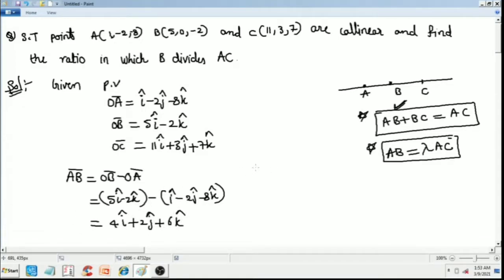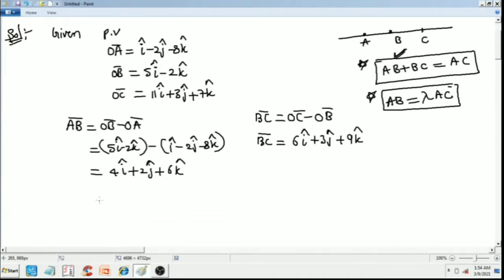Next, the BC vector. BC is OC minus OB. I am doing it directly. 11 minus 5 is 6i bar. Next, 3j bar. Here the j coefficient of OB is 0, that's the reason it is directly 3j bar. Plus 7 plus 2 is how much? Plus 9k bar. This is the BC vector.